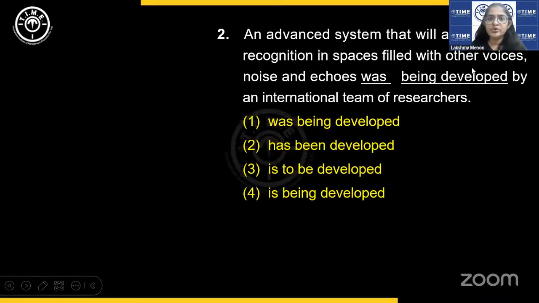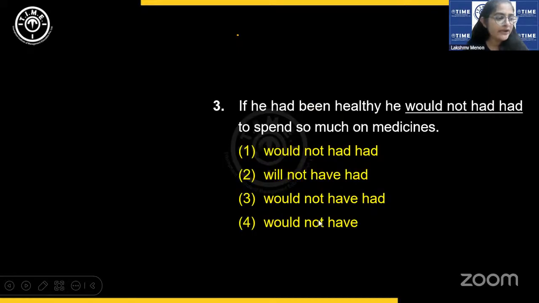Okay. Here we go. So here the answer is being developed. Now, I hope you can see my content properly. Some of the slides are still not visible, but those slides I will read out to you. If he had been healthy, he would not had to spend so much on medicines. If he had been healthy, he would not had to spend. What does it mean?